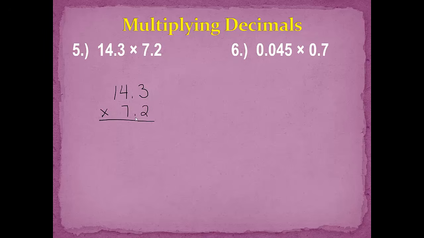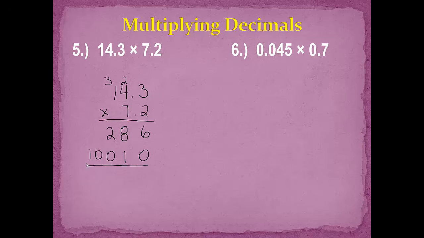Sometimes you'll notice the decimals end up being lined up, but they do not have to be. Now I'm going to go ahead and multiply. 2 times 3 is 6. 2 times 4 is 8. And 2 times 1 is 2. For my second row, I need to start with my 0. And then 7 times 3 is 21. 7 times 4 is 28, plus 2 is 30. And 7 times 1 is 7, plus 3 is 10.